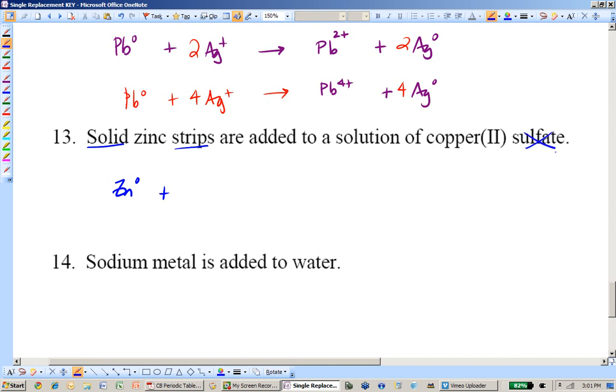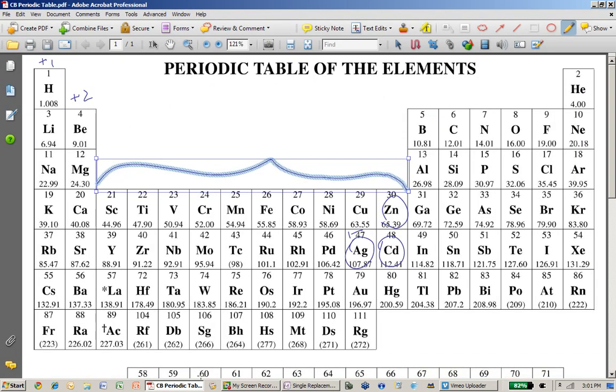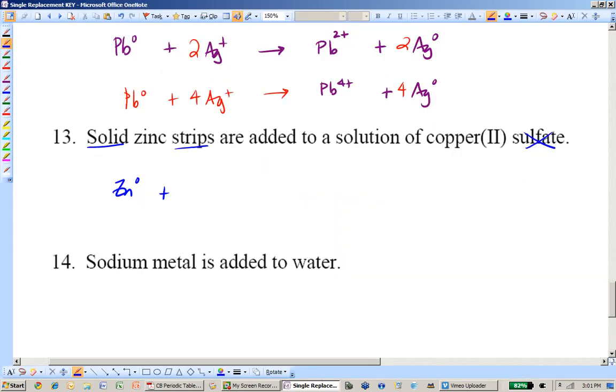Sulfates are soluble except silver, mercury, lead, and barium, strontium, calcium. I always have to look at the periodic table because I know it's those 3 right there. So copper 2 ion. So what was a metal becomes an ion. What was an ion becomes a metal. And we have 2 plus on each side, so we don't even have to balance anything.